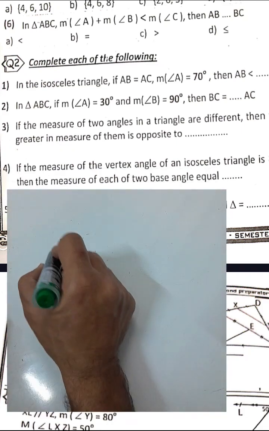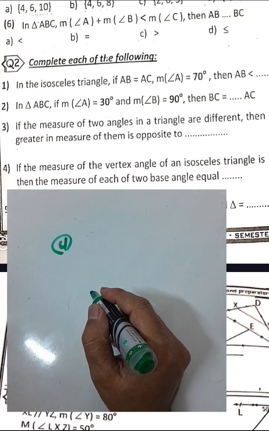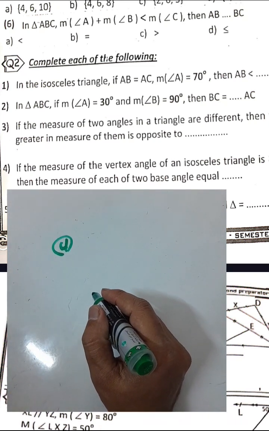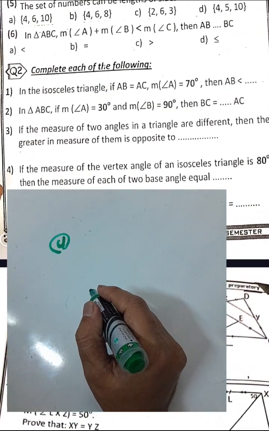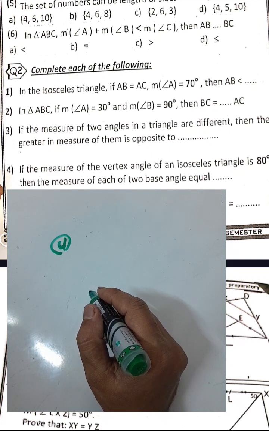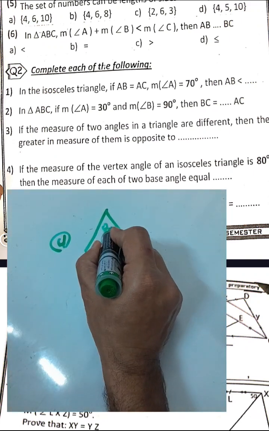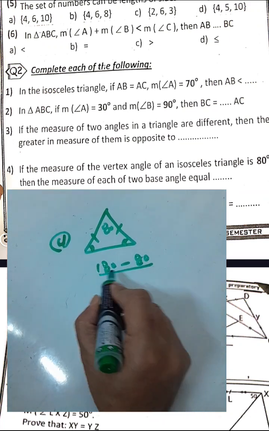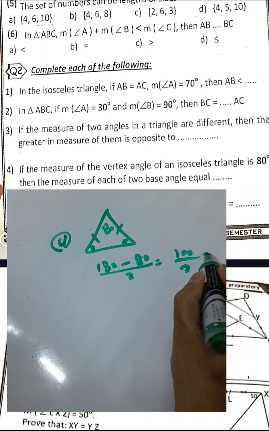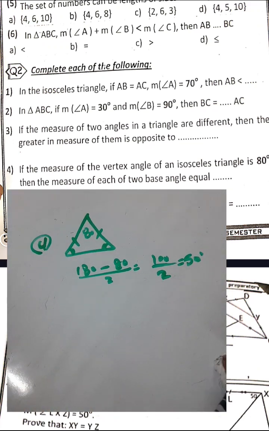Question number 4. If the measure of the vertex angle of an isosceles triangle is 80 degrees, then the measure of each of the two base angles, which are equal in measure. Okay, he gives us the vertex angle, 80, and you want to find the measure of the base angles. Write 180 subtract 80, divided by 2. It will be 100 divided by 2, equal 50 degrees. The measure of each of the two base angles equals 50 degrees.